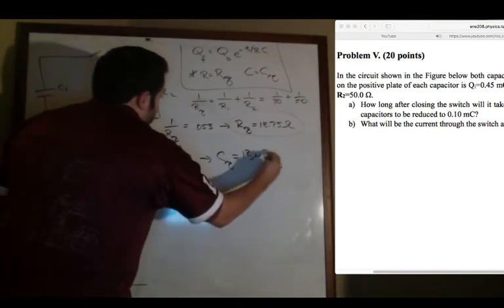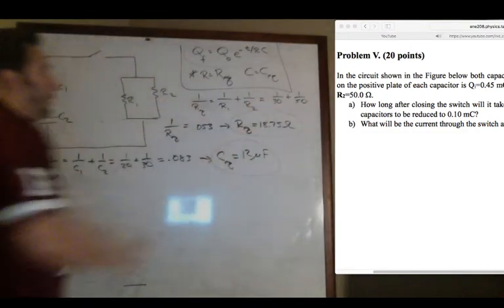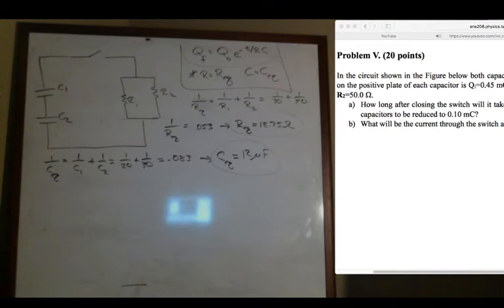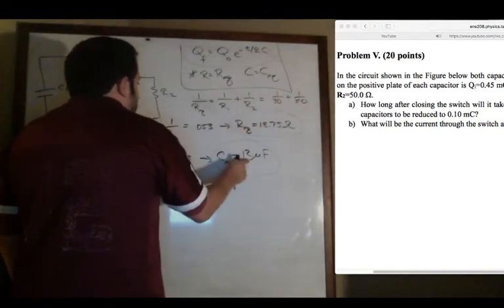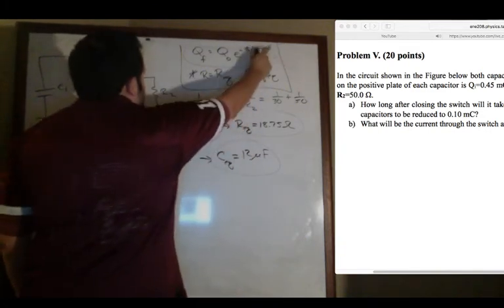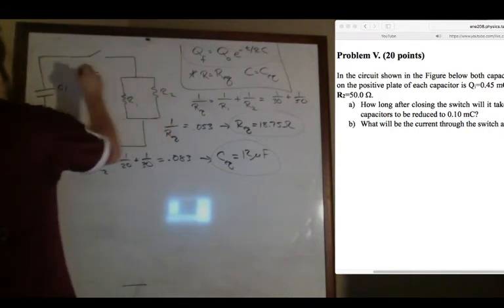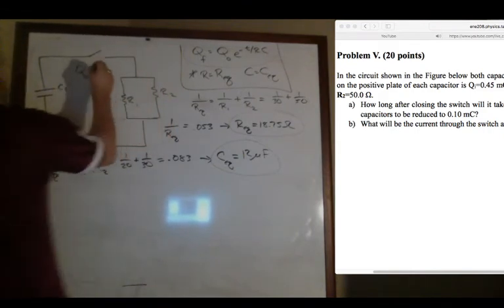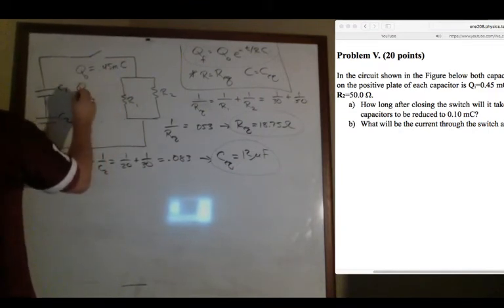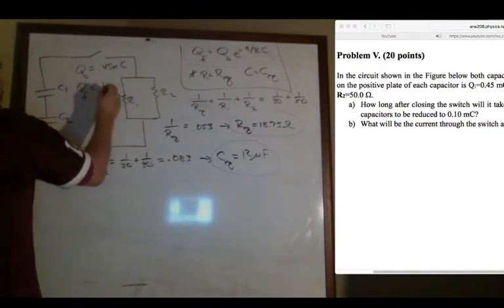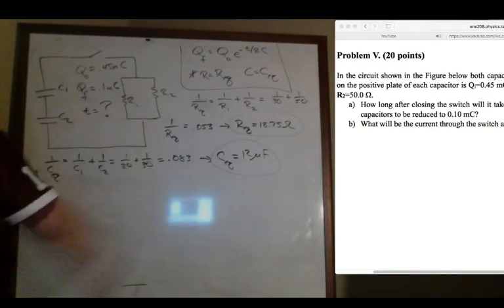12 microfarads. Okay. So in our decaying equation to find that final charge, I'm going to use 18.75 for my R, and I'm going to use 12 times 10 to the negative 6 for my C. Now they give me the initial charge. They told me in the problem that your initial charge is 0.45 millicoulombs. And they told me, it says, when will the final charge be 0.1 millicoulombs? And t is what you're looking for.